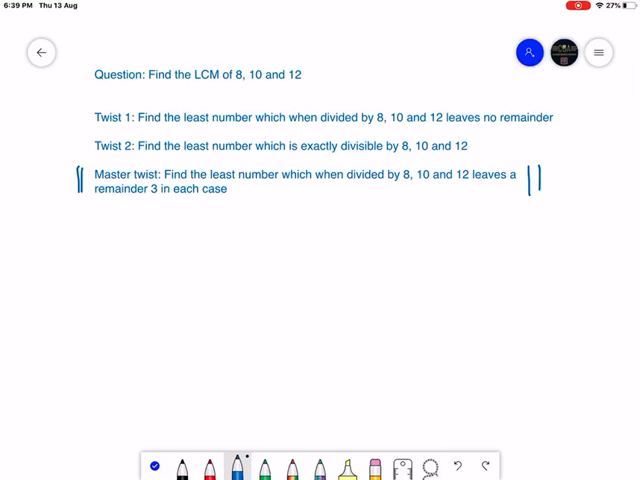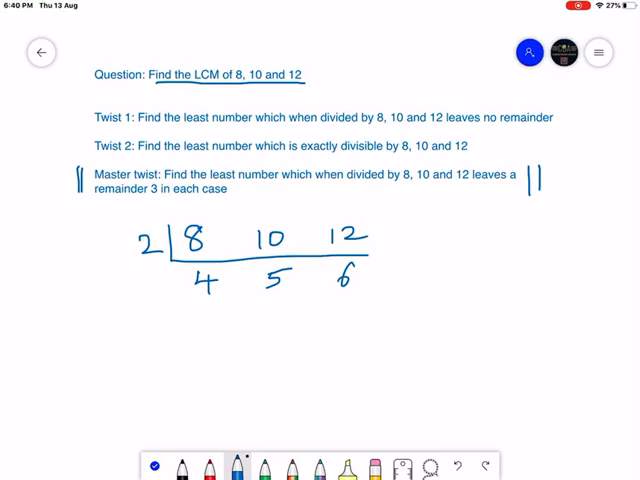So I am going to start with a very basic question, which is: find the LCM of 8, 10 and 12. A very straightforward question. So let's do that using the short division method, 8, 10 and 12. Divided by 2, it gives you 4, 5 and 6. Now 4 and 6 have a common factor 2, so I will continue the division.